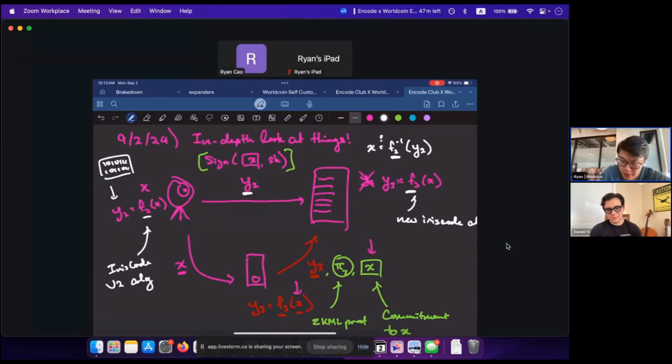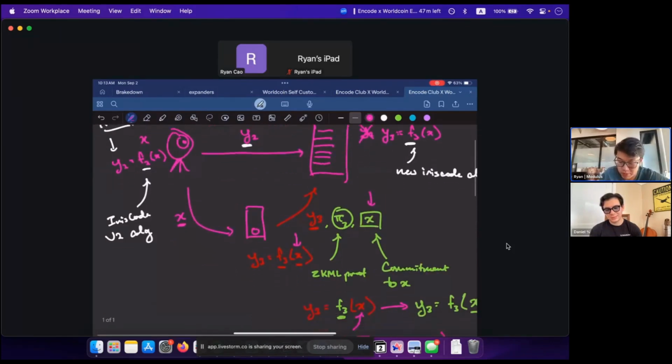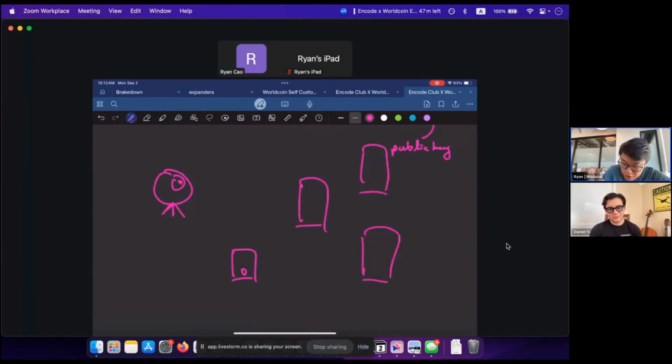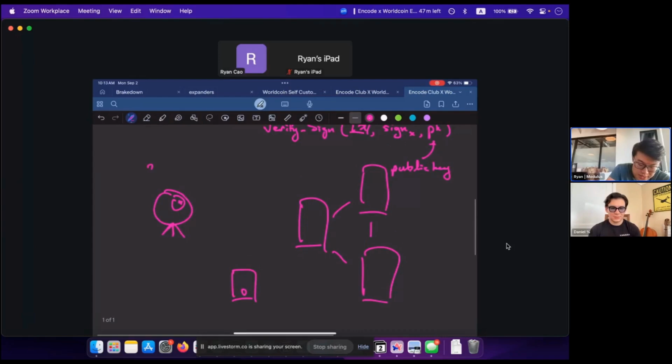So basically, there will be a new setup in which there's still the orb and still the user's mobile device. But now, rather than having a single server, there are 3 or more servers, all connected to each other, and each operated by independent parties. The orb is still going to take the iris image X, and it's still going to take Y2, which equals F2 of X.